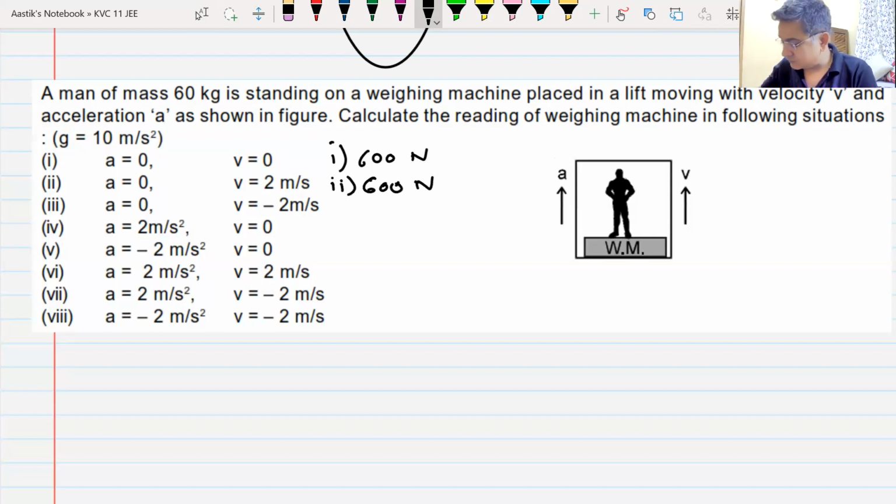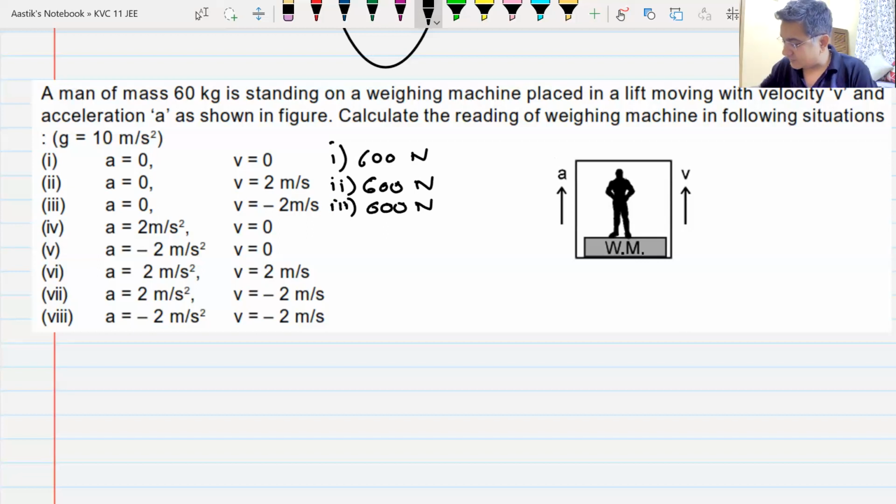Number 3. Acceleration is 0, and the velocity is minus 2 meters per second. What is the answer in this case? The answer in this case is 600 newtons. Remember, a block remaining at rest or a system moving with a constant velocity are inertial frames. We don't have to do anything in that. So in all the 3 cases, the answer is 600 newtons. Do we understand this?